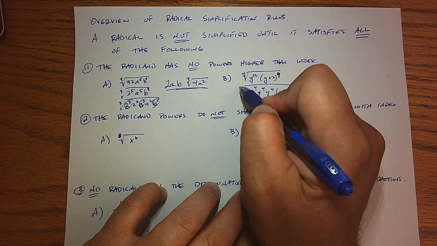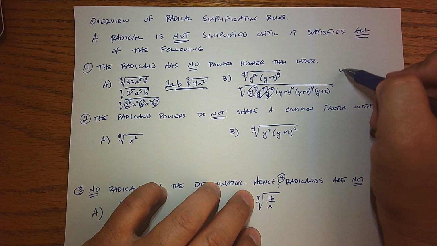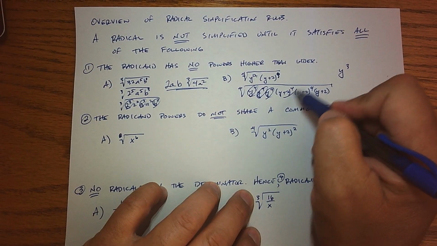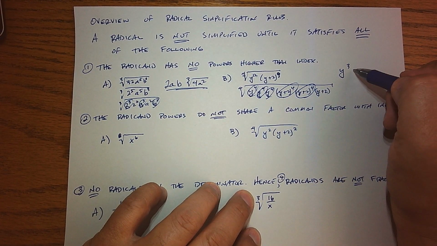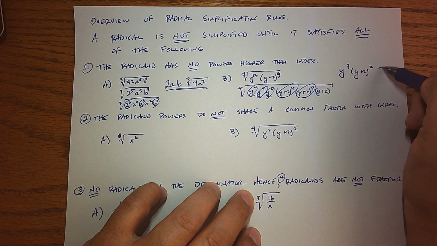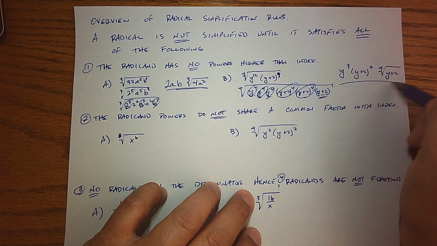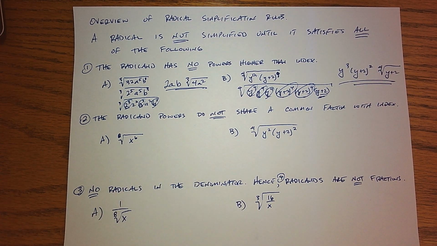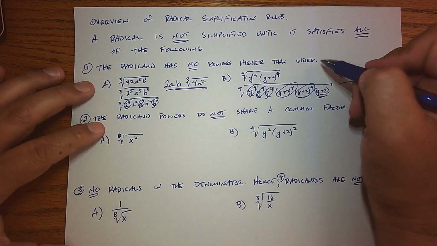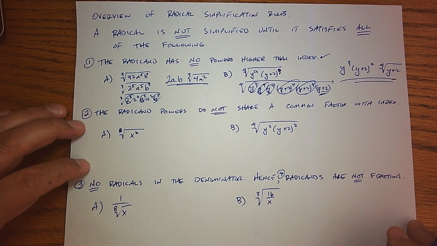that's what it would look like. And so we can see a power of 4 there, there, and there. So we get a y cubed. I see a power of 4 here, and I see a power of 4 there. So we have y plus 2 squared. And then what remains in the radical is one y plus 2. So there would be the simplified version of that radical based off of this simplification rule, that no powers are higher than the index.